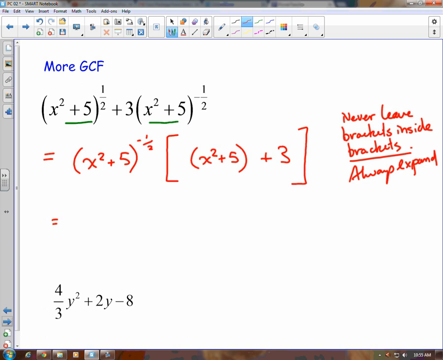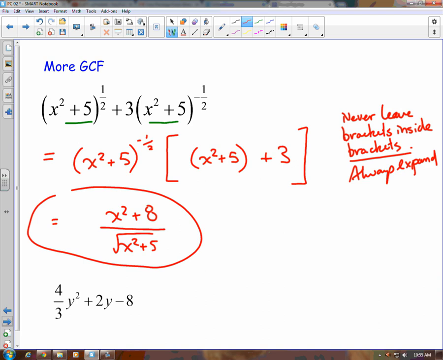So on the top, we're going to have x squared plus 8. And then this other factor moves down and is acceptable as either an exponential or a radical. So it moves down and becomes x squared plus 5 to the power of positive 1/2, which if you want, you can change to a root. But that's the basic idea. Never leave brackets inside brackets.